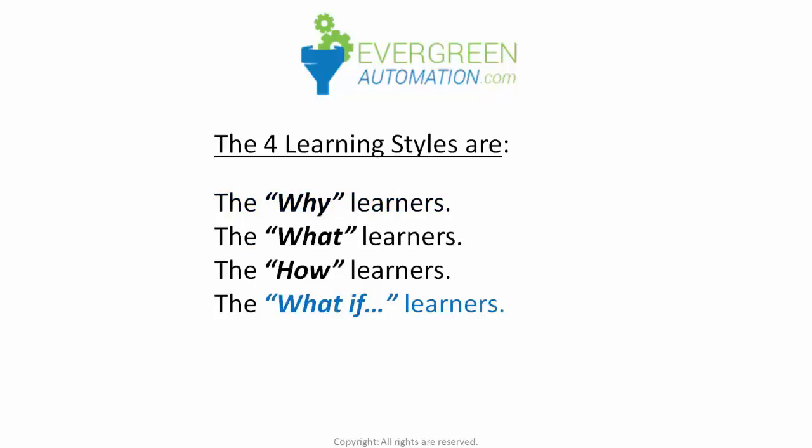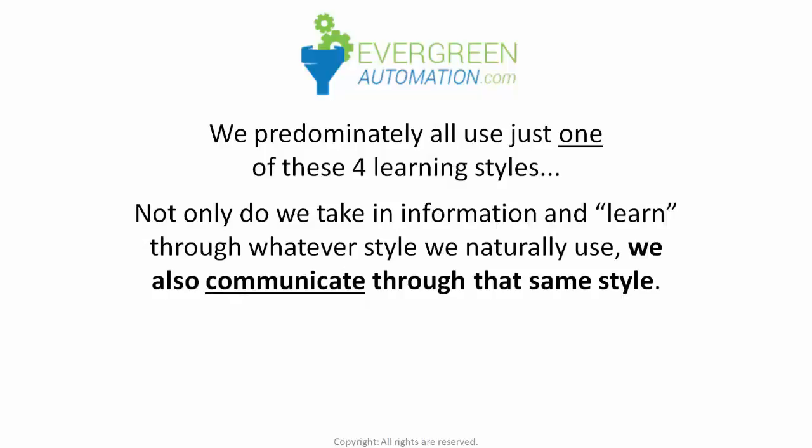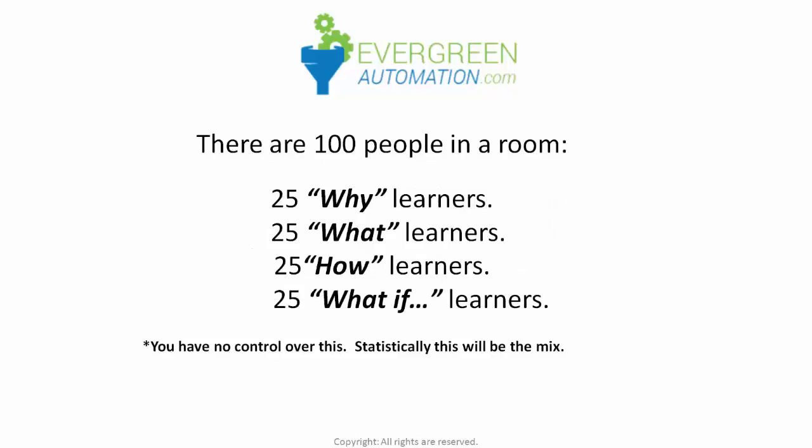So I'll get into each of these in detail, but first I want to point out that we do this subconsciously. We don't choose our learning style per se. It's just something that's naturally occurring. It's just the manner in which our brains choose to process information. So you see, in our everyday life, we each predominantly use just one of these 4 learning styles that I'm going to show you. And not only do we take in information and learn through whatever style we naturally use, the important part is we also communicate through that same style. And that's the important part of what I'm going to show you.